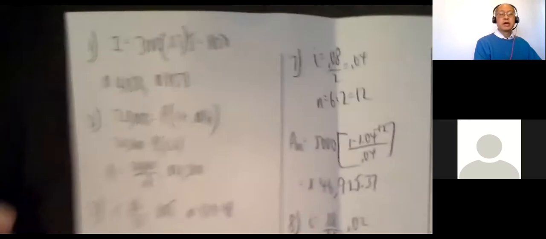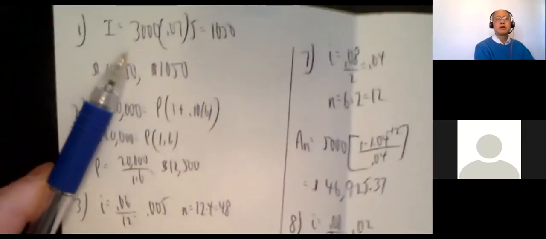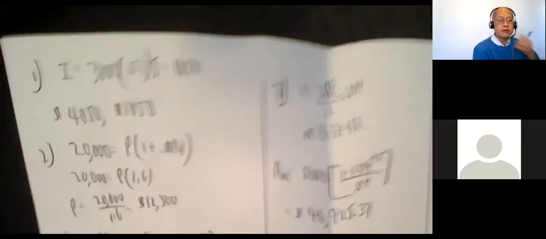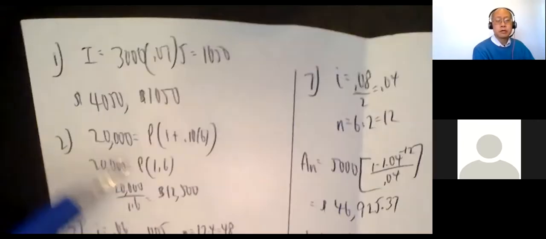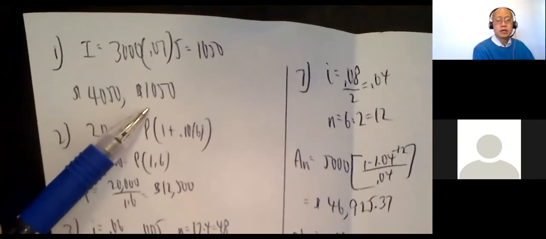Okay, number 1, interest is principal times rate times time. 3,000 times 0.07 times 5 is 1050. So the new balance is 4,050. Interest is 1050.